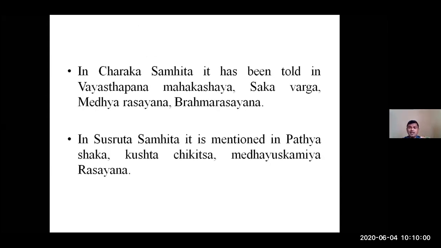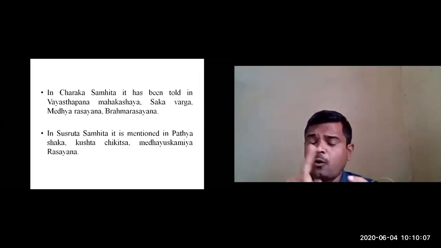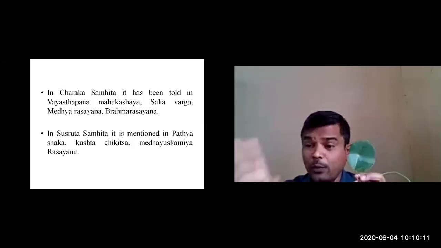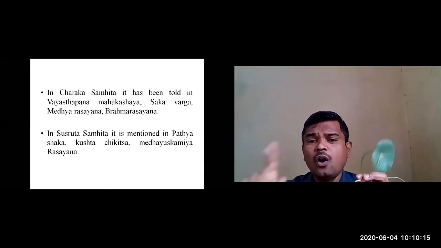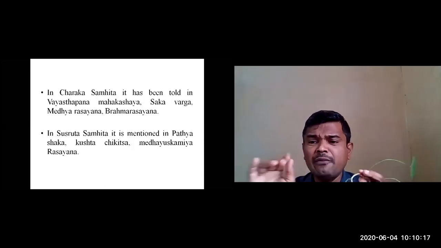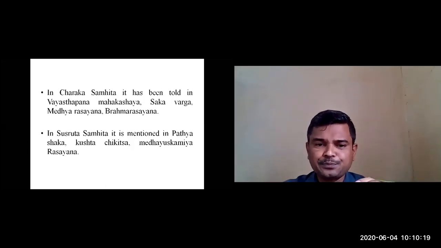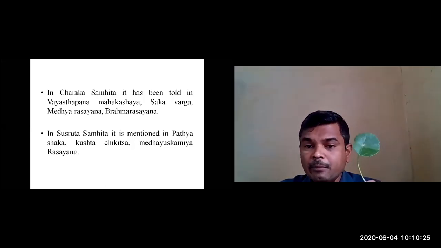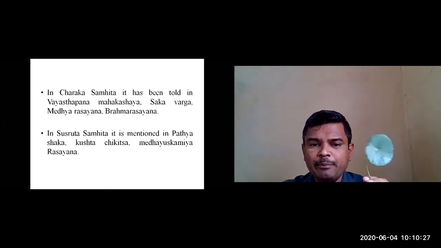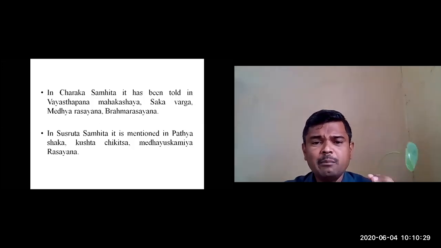In Charaka Samhita, it has been told in Vayastapana Mahakashaya. Manduka Parni is mentioned in Vayastapana Mahakashaya, whereas Brahmi is mentioned under Balya, Prajastapana, Saugnastapana Mahakashaya. And it is considered as Medhya Rasayana and Brahma Rasayana also.